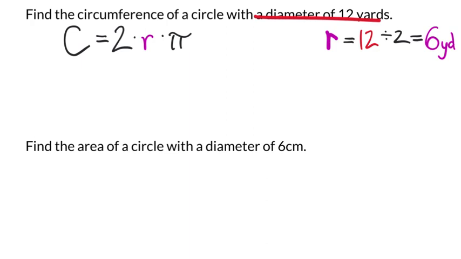So I'm going to put this into the formula, but I'm going to replace the radius with now 6. So I put this into the calculator, and I get 12 pi. So our circumference then, as of now, is 12 pi. And I'll label this in yards. This is the answer. That's the answer in terms of pi. I'll have to do that later.